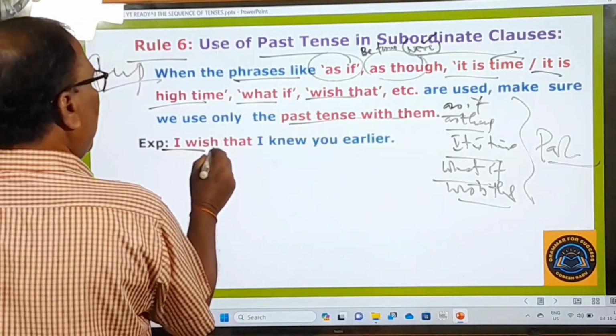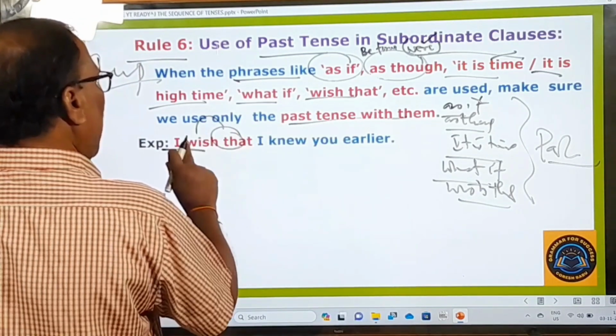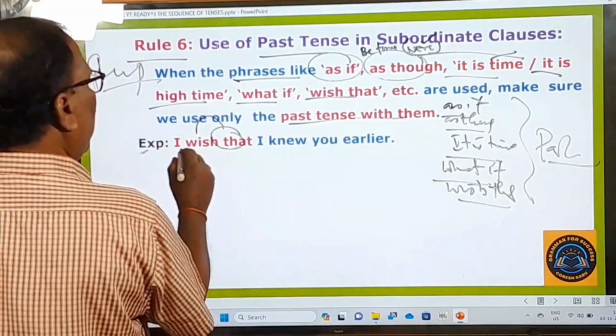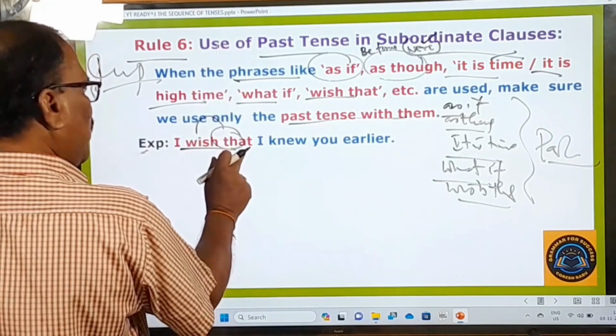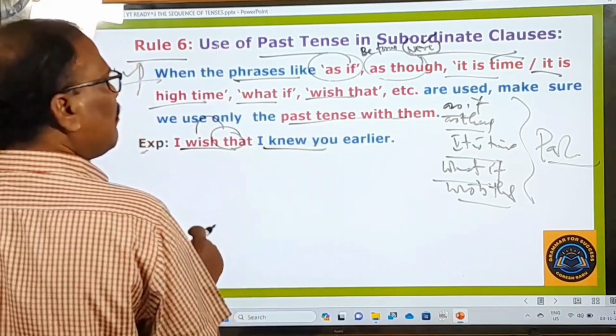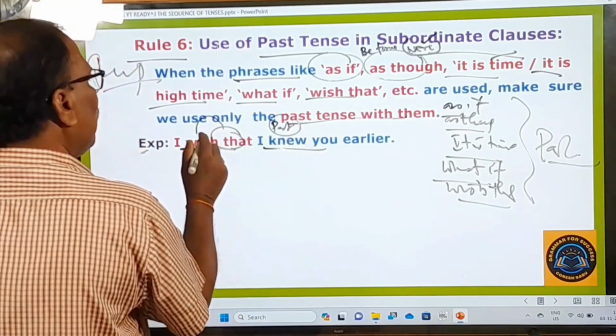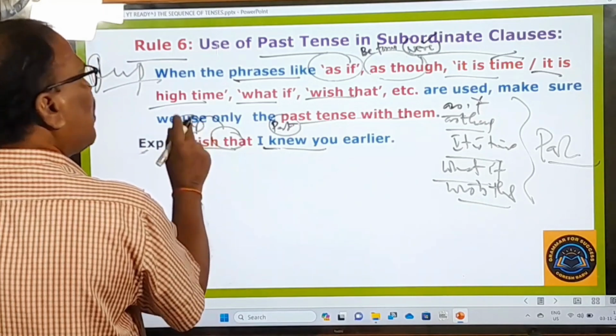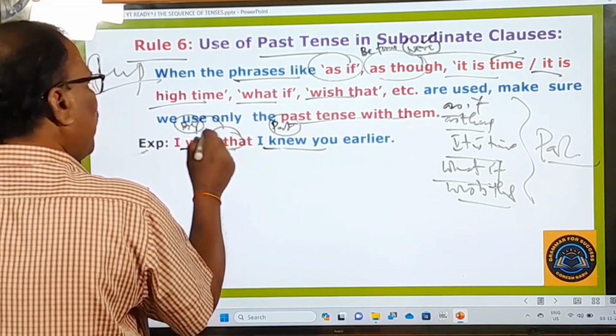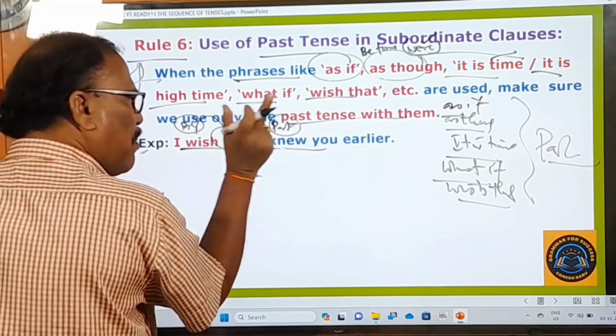I wish, after wish you use only that. I wish that. Here for your convenience, I have mentioned wish that. I wish that I knew you earlier. So here past tense is used, while the meaning is present tense. With them, remember, with wish that you use only past tense.